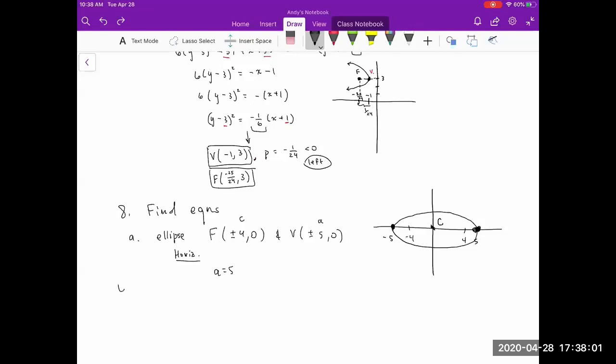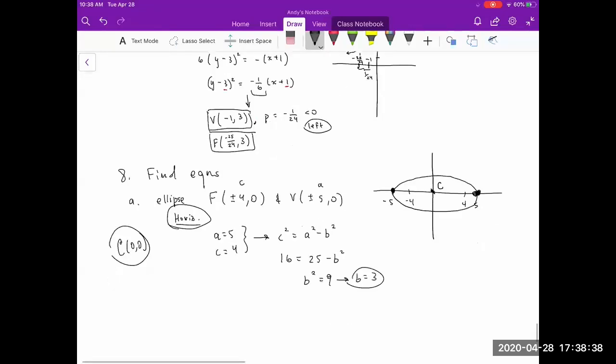So let me just write that over here. The center is 0, 0. This is like a side note. Anyways, we know A is 5, and C is 4. This will allow us to find B. Remember that C squared is equal to A squared minus B squared for ellipses. So 16 is equal to 25 minus B squared. That means B squared would then be equal to 9. So B is 3.